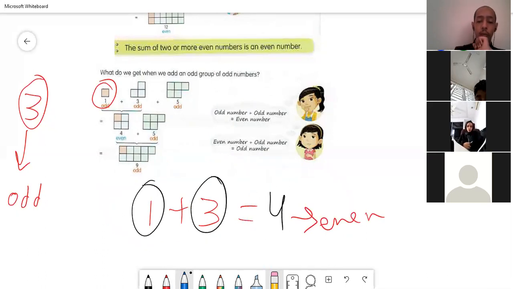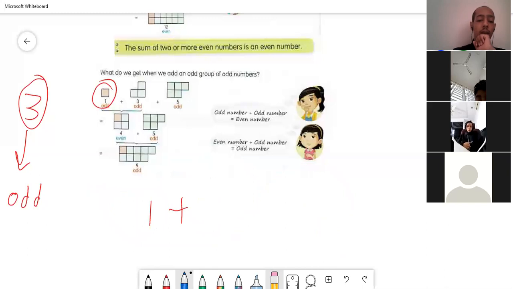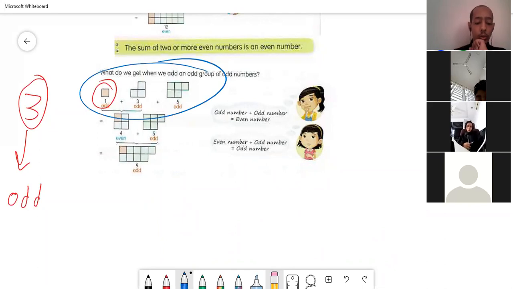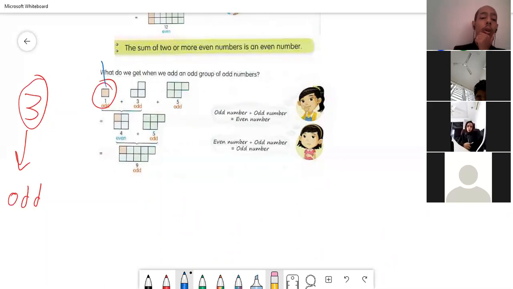a group of even numbers or odd numbers is going to give us an even number. But if our group, like in this case, this is all one group, right? The 3 numbers we are adding are considered as one group. So how many numbers in this group? 1, 2, 3. And the 3 is odd. So this is going to give us an odd number, which is 9. 1 plus 3 plus 5 equals 9. So 1 plus 3 is 4, which is even. And even plus odd is what? Even plus odd is odd.